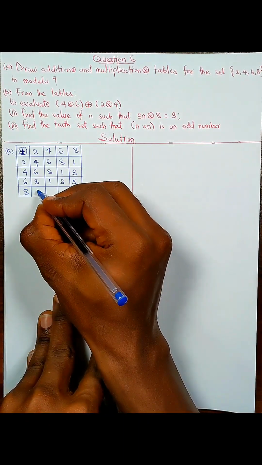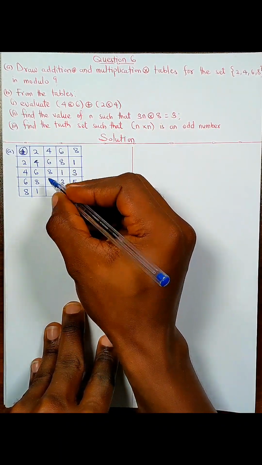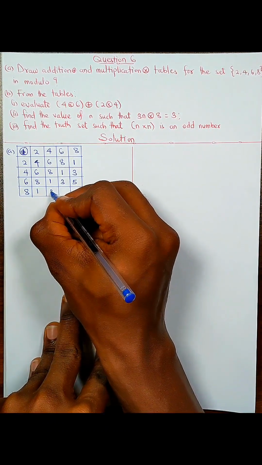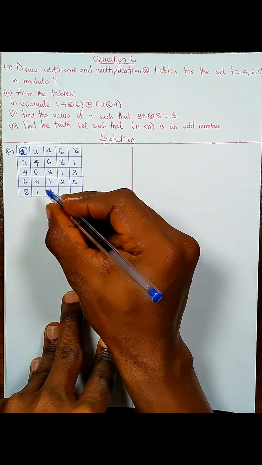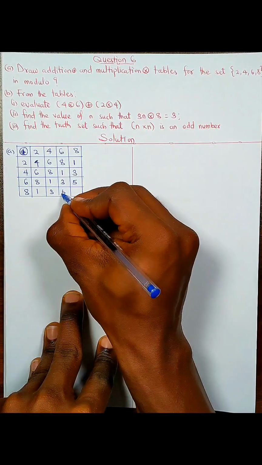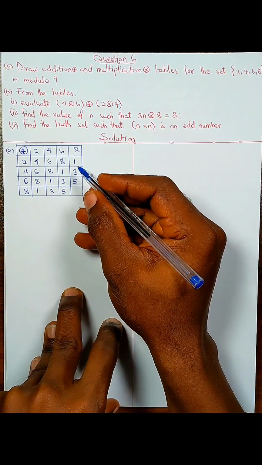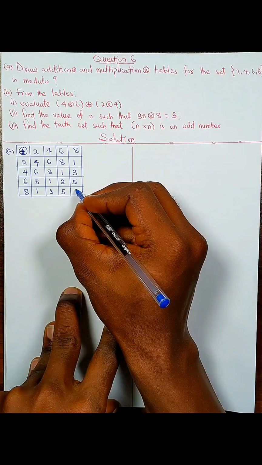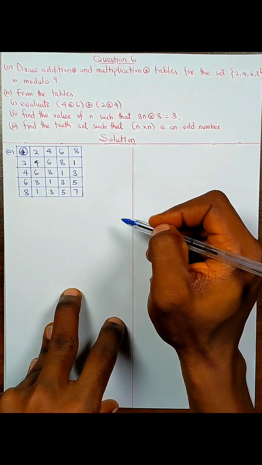8 plus 2 gives us 10, which is another 1. Then 8 plus 4 gives us 12, and we already know 12 means remainder 3. And 8 plus 6 gives us 14, the same as 6 plus 8, so we get 5. Then 8 plus 8 gives us 16, and 9 goes into 16 leaving 7. So this is our addition table.